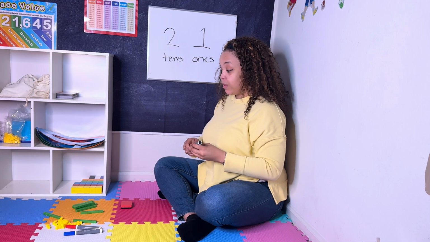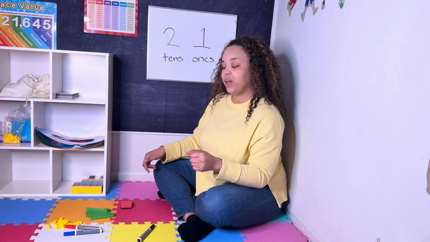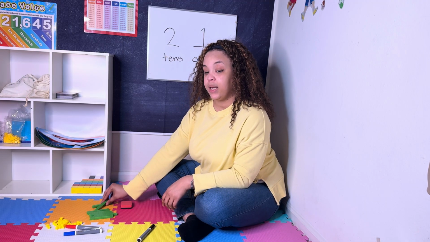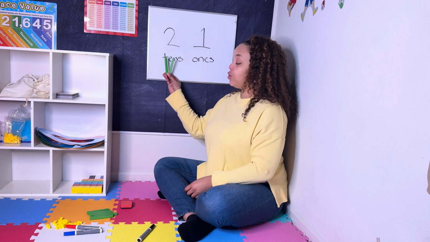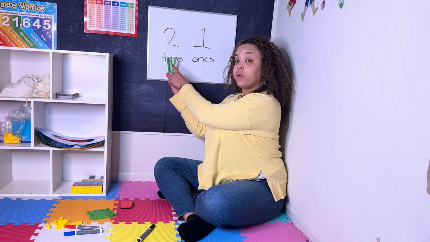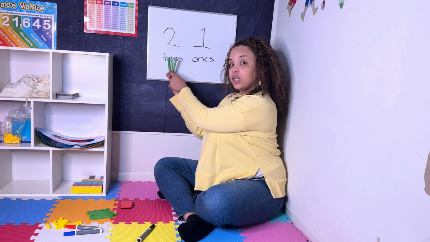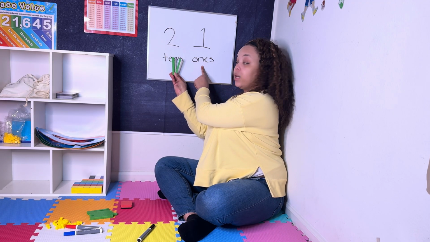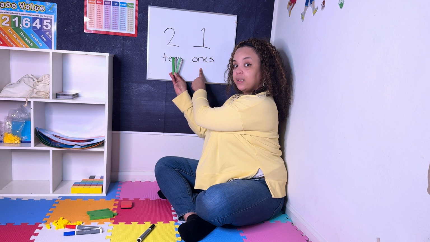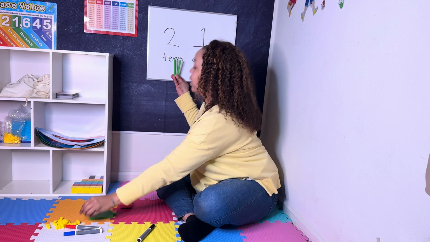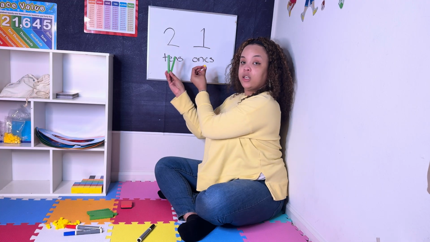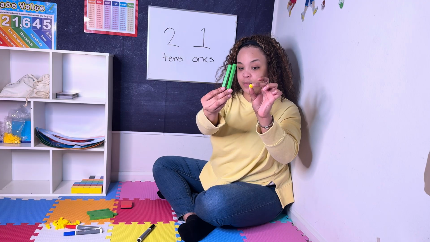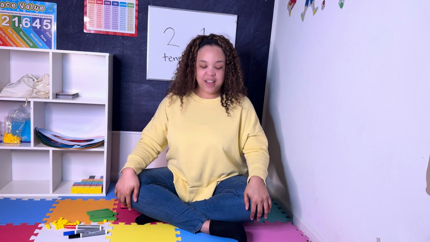Now, back to the cubes again. To make up 21, how many sticks, green sticks, do we need? We need 2 green sticks because remember, each stick has 10 cubes. So this right here is 20. Now, for the ones, how many yellow cubes do we need? We need 1 cube. 21. Right. Good job. Great work.